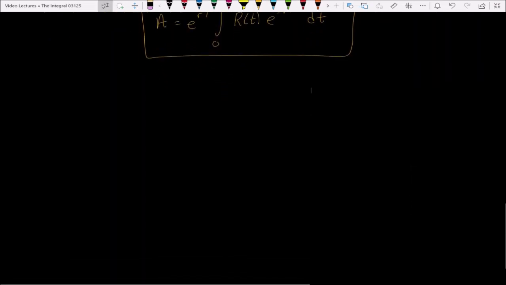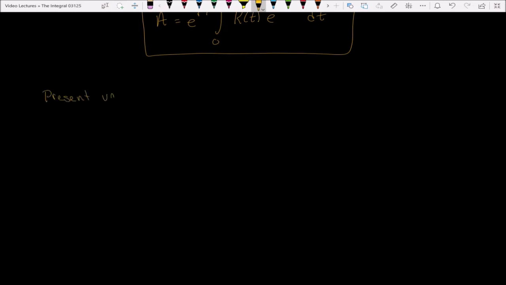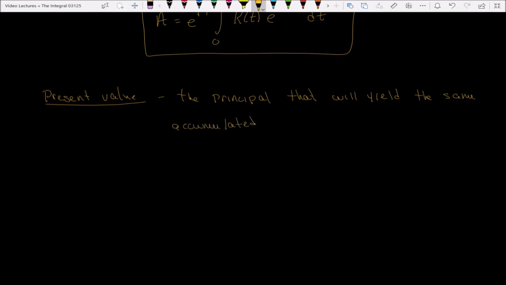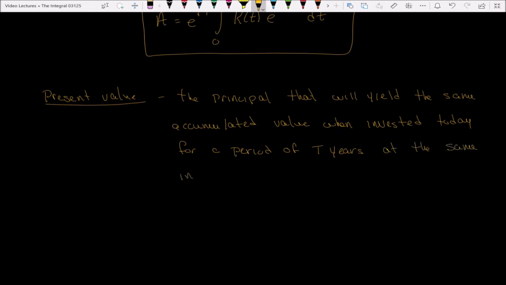Now the present value of an income stream is defined as the principal that will yield the same accumulated value as the income stream itself when invested today for a period of T years at the same interest rate.